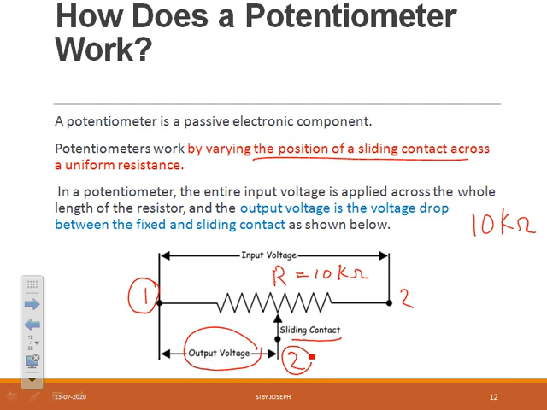According to the position of this sliding contact, we can vary the resistance, and according to that resistance, the output voltage is also varied. So the output voltage is the voltage drop across these two points, the sliding contact and the fixed contact.